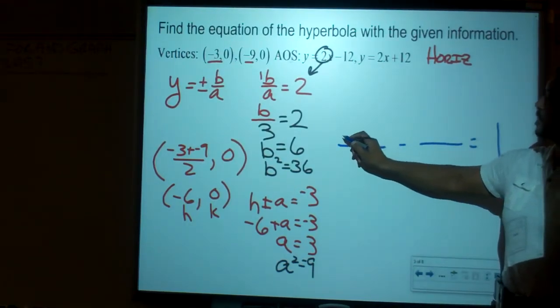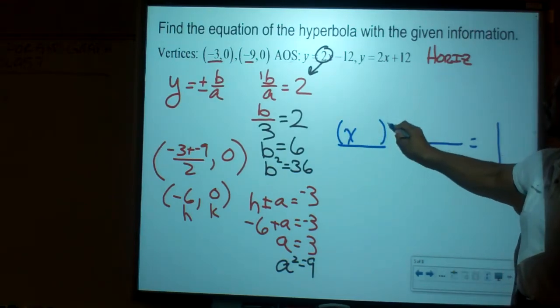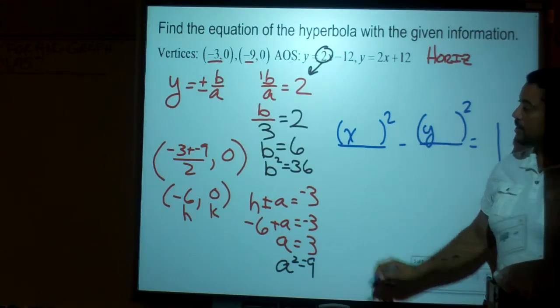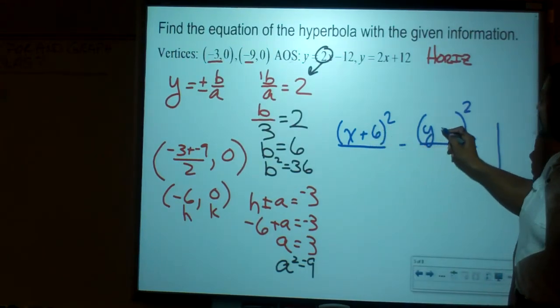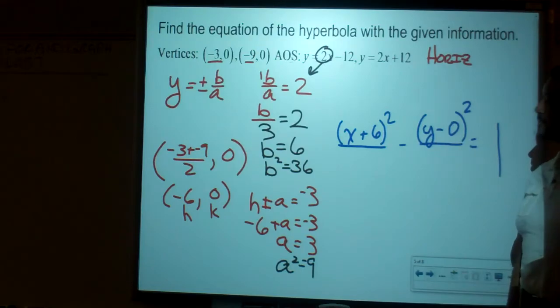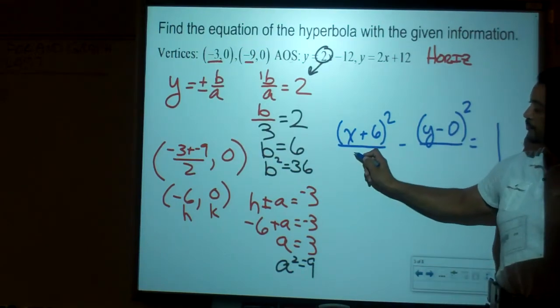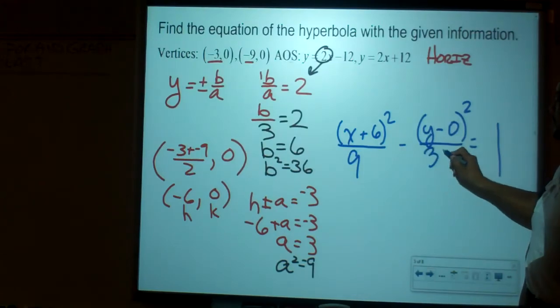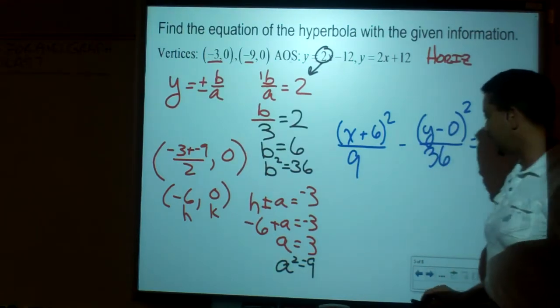We know that it's horizontal, so this is going to be our x term. And then our y term. Our center is negative 6 and 0. And of course a squared is 9, and b squared is 36. And there we have the equation.